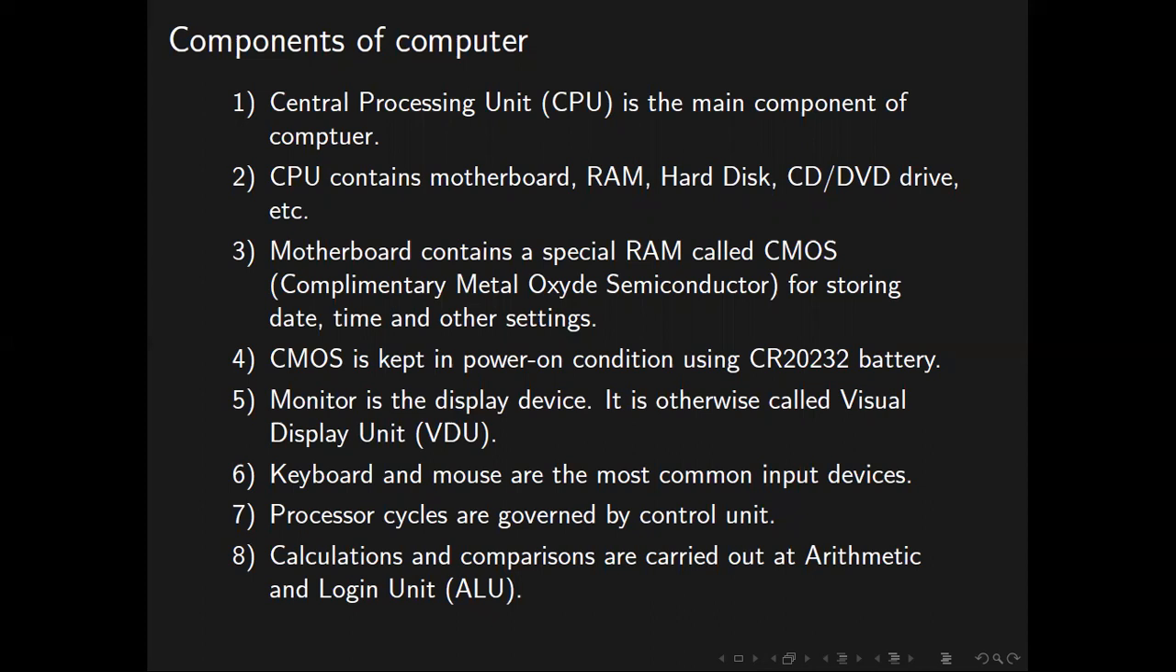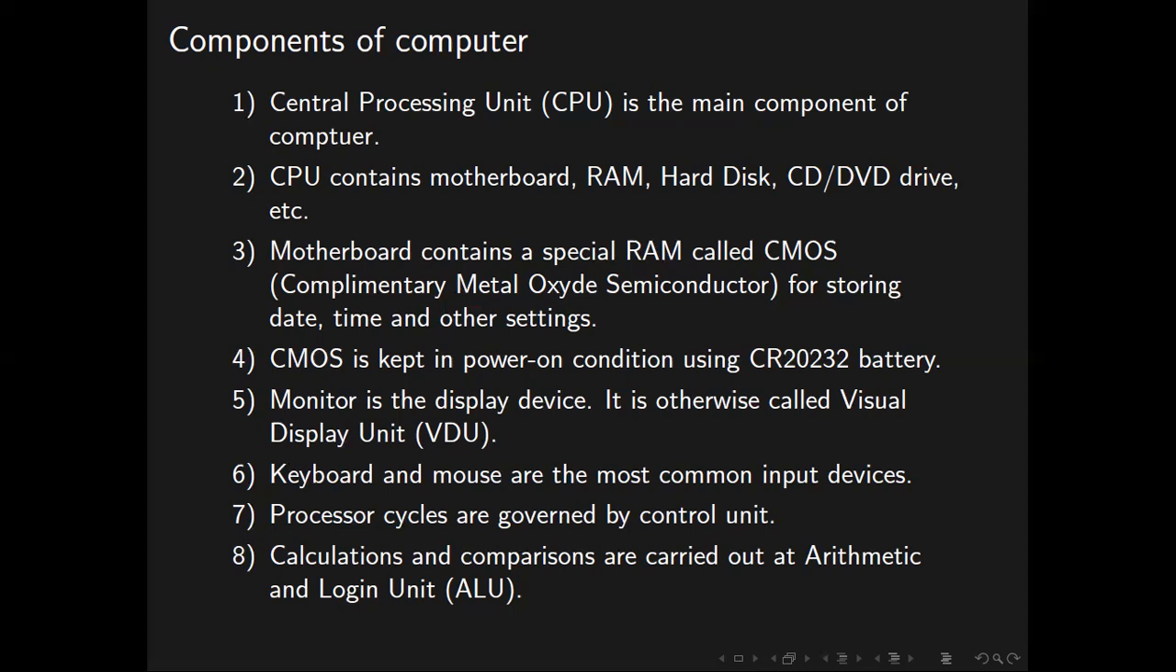Full form for CMOS is complementary metal oxide semiconductor. Okay, then for powering up the CMOS, we have one special battery called CR2032. Okay, this battery keeps the CMOS powered on at all times. Even when we shut down the computer, CMOS gets the power supply from the CR2032 battery.